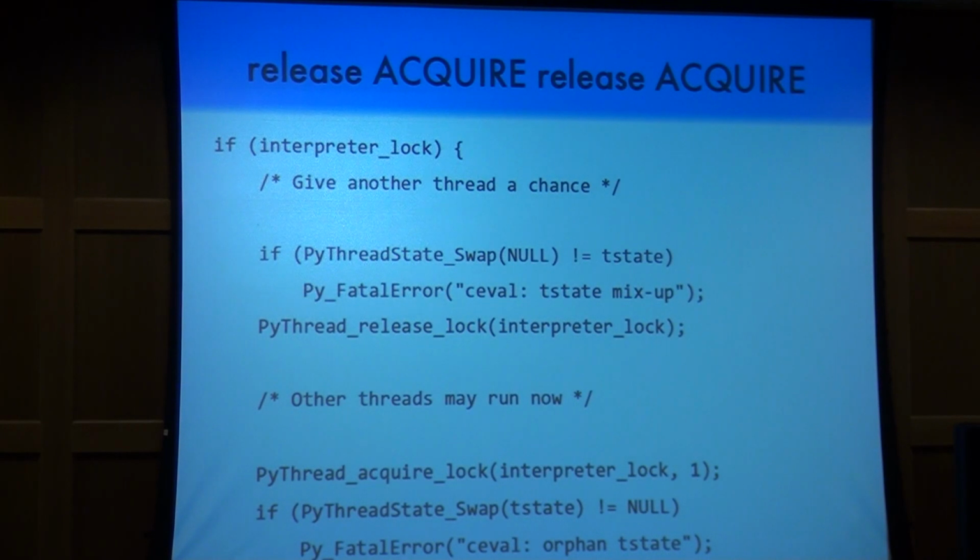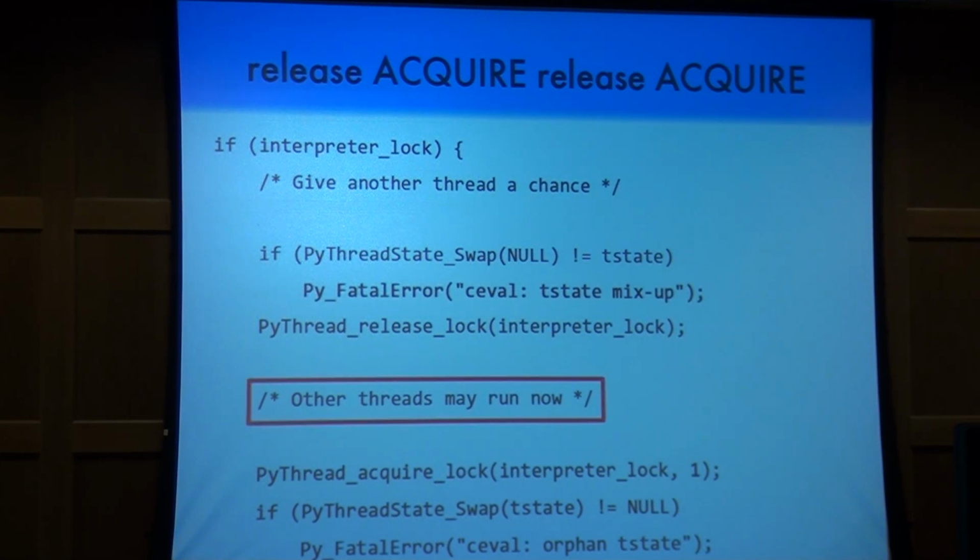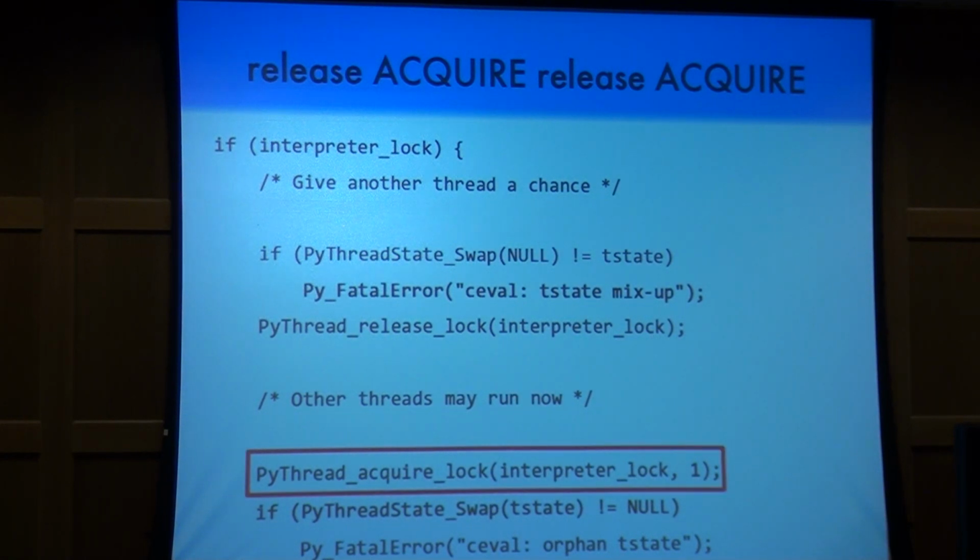This is what was going on. Inside the Python interpreter, this is the code that was supposed to release the GIL and then get it back later and let other threads have a chance to run. So if the interpreter lock is set, if we're running in multi-threaded mode, then there's this call here. It says PyThread_release_lock. This is the thing that releases the GIL. So the idea is to give another thread a chance. We have that comment up the top. We release the GIL. We have this comment that says other threads may run now. And then we say PyThread_acquire_lock. We're going to reacquire the GIL and run again.